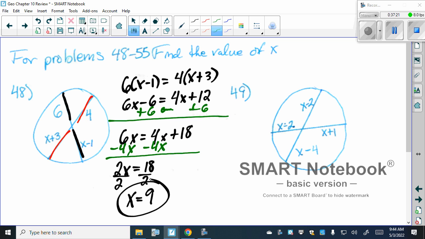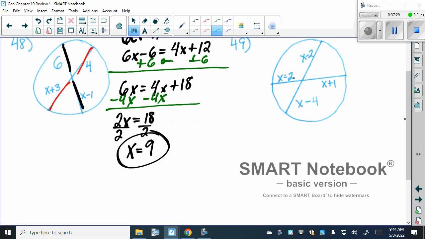Any questions on this here? No. Same thing as what we just did. Any questions on 49?